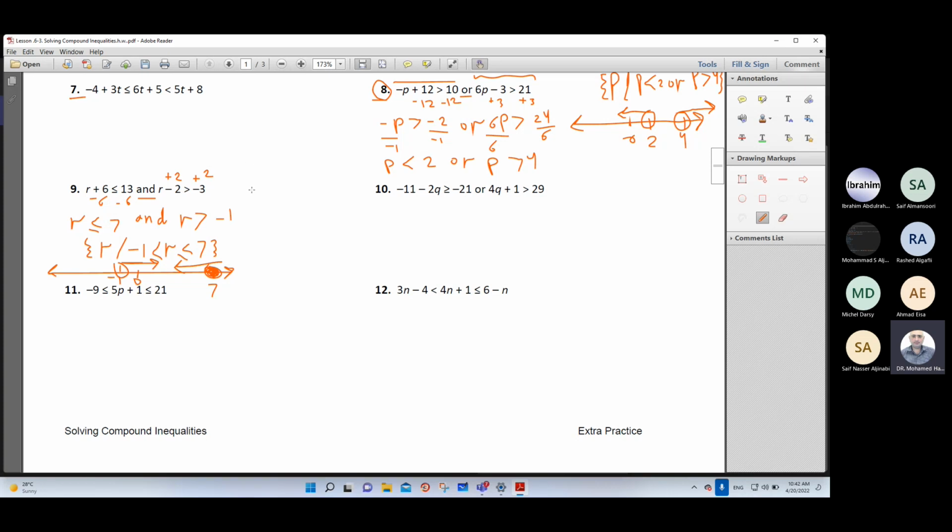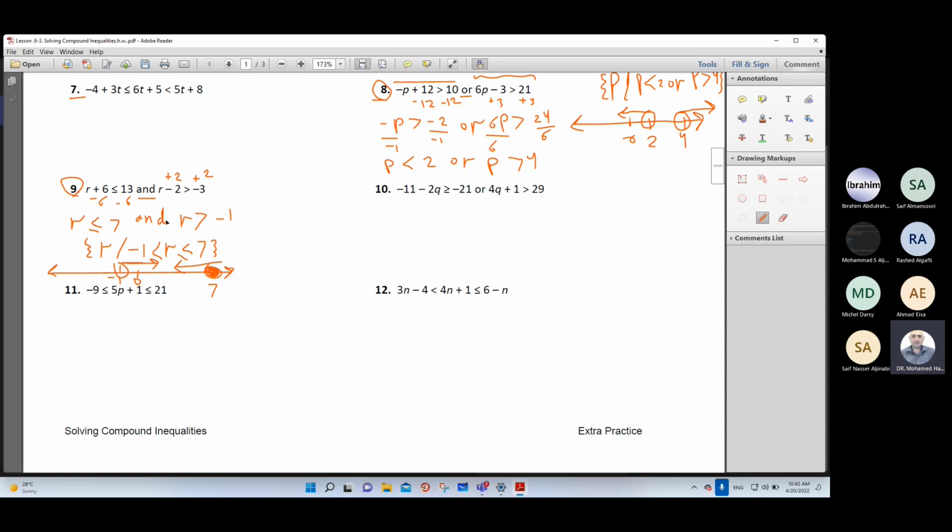Who has any question about exercise number 9? If you have equal in the sign, it means shaded circle. If you don't have equal in the sign, it means open circle. When you have equal, it means this solution is included, so we use a shaded circle. If you don't have equal in the sign, it means this value is not included in the solution.